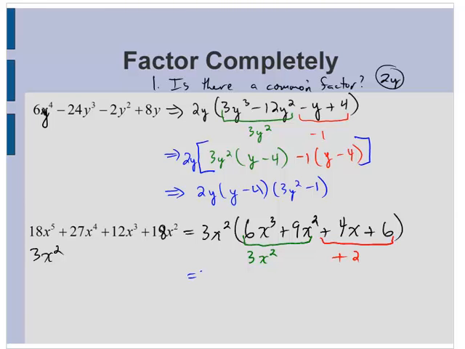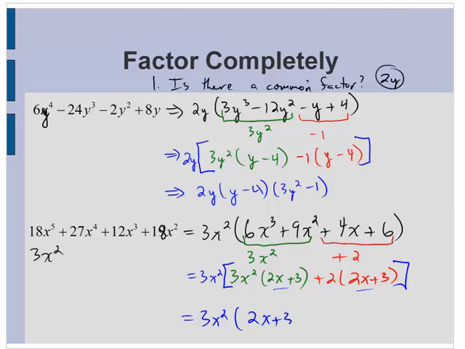So I would now have 3x squared, and again I'll use brackets here to help distinguish things. I'd have 3x squared by, I'm sorry, let me go back and do the colors correctly here. 3x squared by 2x plus 3, and then a plus 2 by 2x plus 3. And so I see the common factor now of 2x plus 3, so I can write this as 3x squared by 2x plus 3 by 3x squared plus 2.